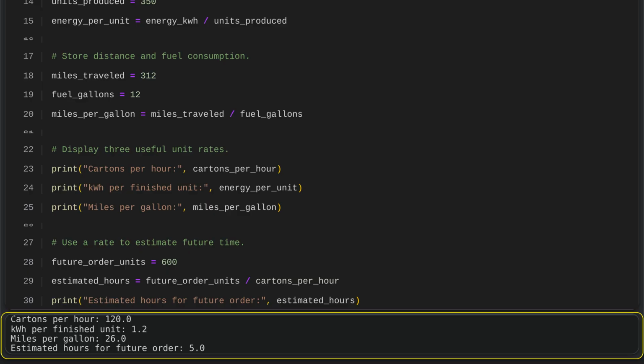This script computes key unit rates for production, energy use, and fuel efficiency. It finds cartons completed per hour, energy used per unit produced, and miles traveled per gallon, then displays the results clearly. It also estimates how long a future order will take by using the production rate, making the calculations useful for measuring efficiency and planning work.